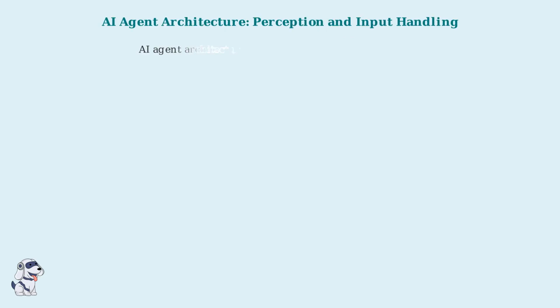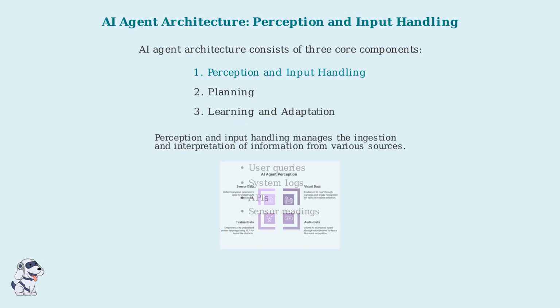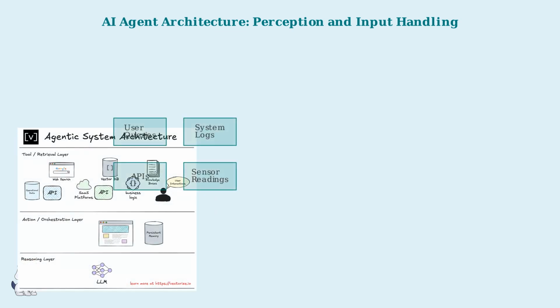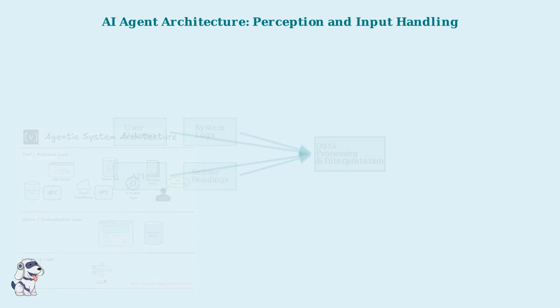AI agent architecture consists of three core components: perception and input handling, planning and learning, and adaptation. The first component, perception and input handling, manages the ingestion and interpretation of information from various sources like user queries, system logs, APIs, and sensor readings. This perception layer gathers data through interfaces and interprets it to prepare for decision-making. The architecture includes layers like the tool and retrieval layer shown here, which help handle inputs effectively.